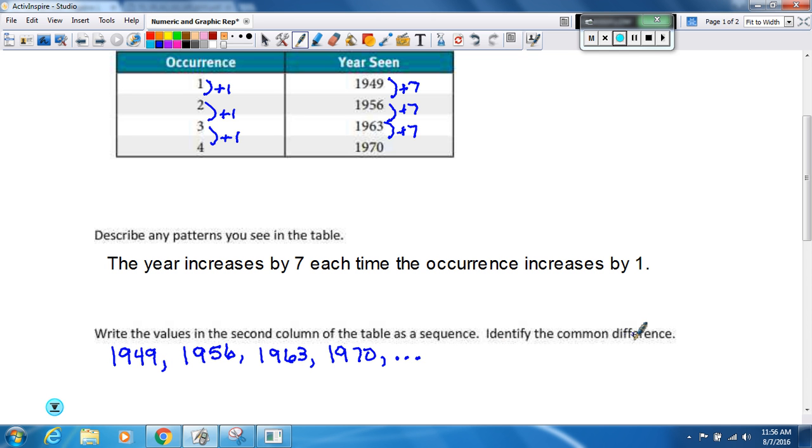The common difference is how much is being added or subtracted each time. So since we said the common difference was 7, that's the common difference. The common difference is 7. If those numbers were going down, it would be a -7, but these are going up, so the common difference is a +7.